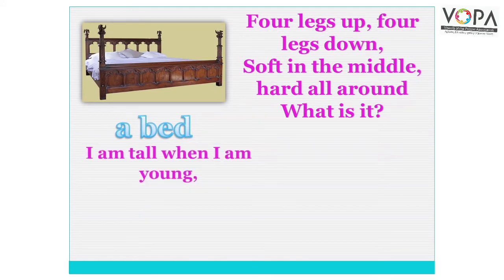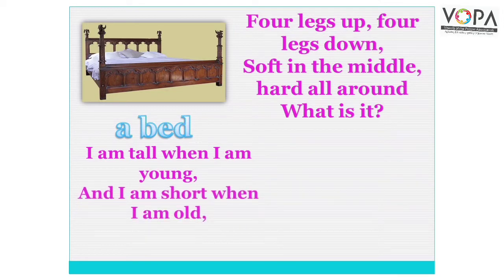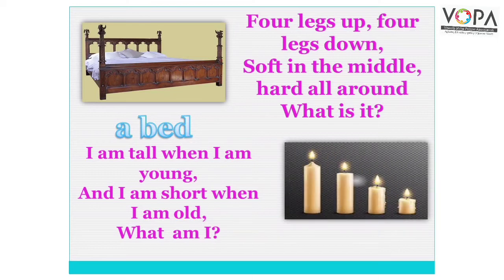Next riddle. I am tall when I am young. I am short when I am old. What am I? Listen once again. I am tall when I am young and I am short when I am old. What am I? The answer is candle. A candle.